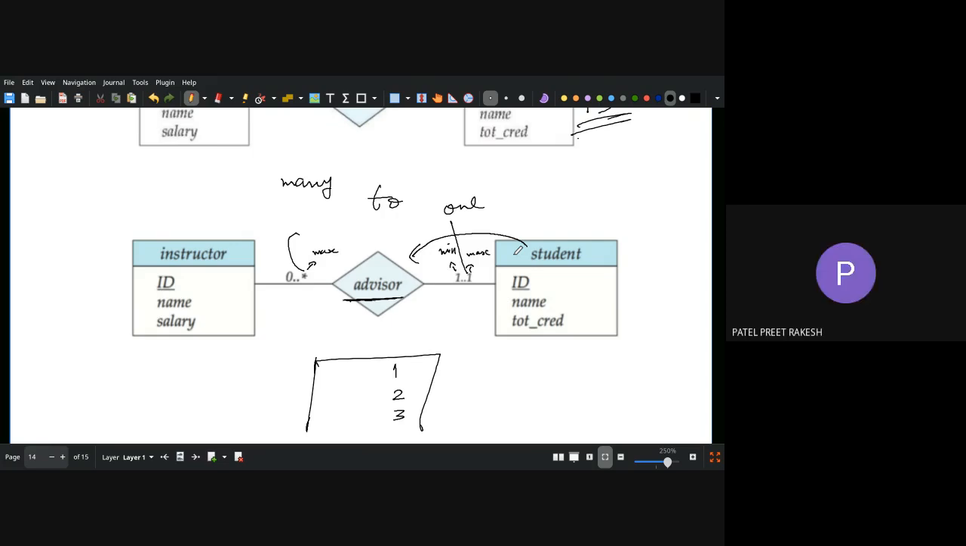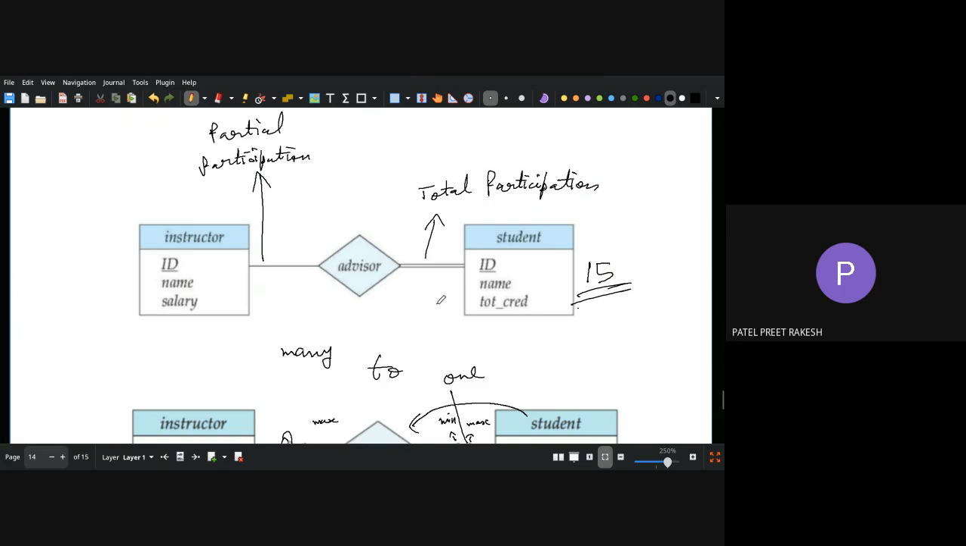Sir, I do not understand how you distinguish this as partial or full participation. Okay, so you're confused about how this 0 and this 1 is essentially getting converted. Oh, no, sir. Whenever you speak, my concentration is not there. That's why. Sorry, sir.